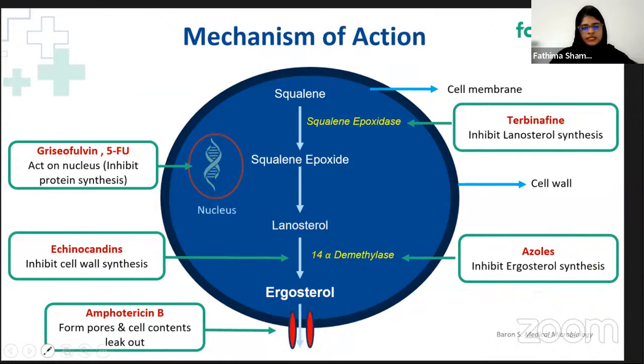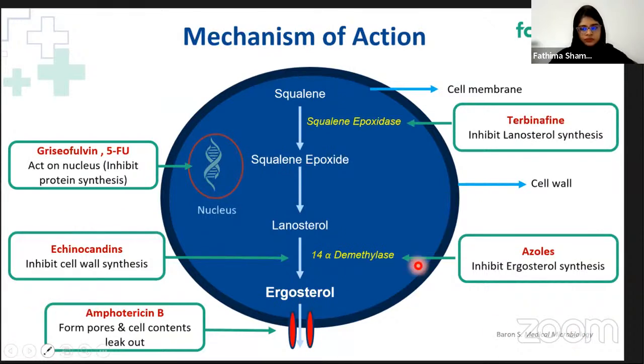Now, this will again damage the cell membrane. Next, we have griseofulvin and 5-fluorouracil. They act on the nucleus. They inhibit protein synthesis. Then we have echinocandins, which also inhibit cell wall synthesis.